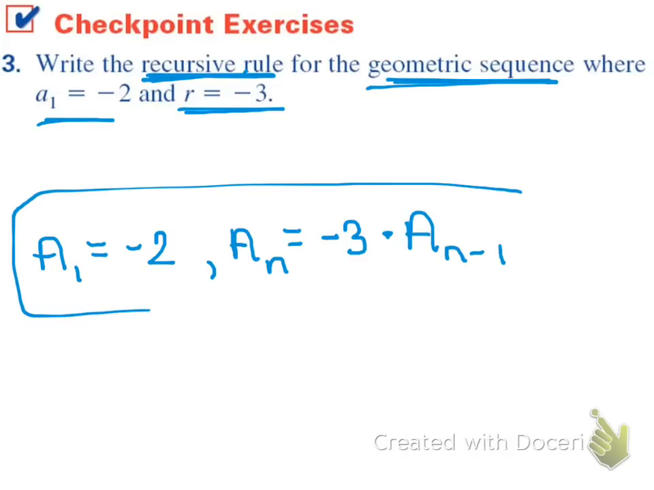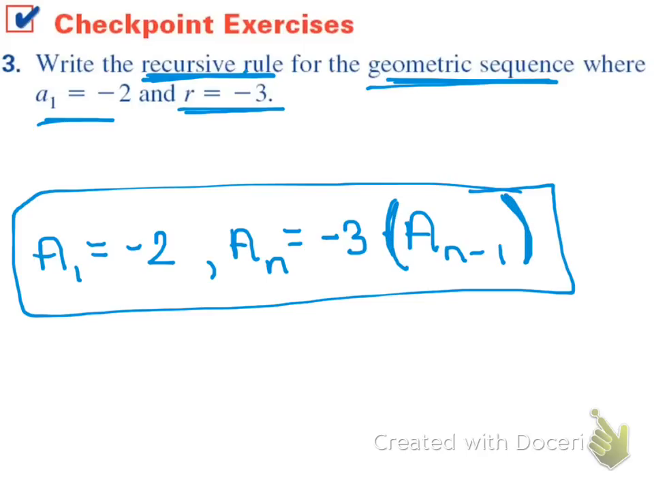That's it. There's the recursive rule for a geometric sequence. Maybe better to put this in parentheses so you don't get confused that that's a minus sign or something like that. Let's make it clear that it's multiplication. Alright, let's look at example 4.